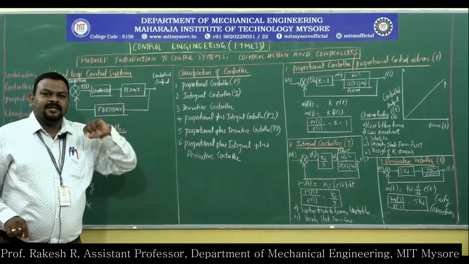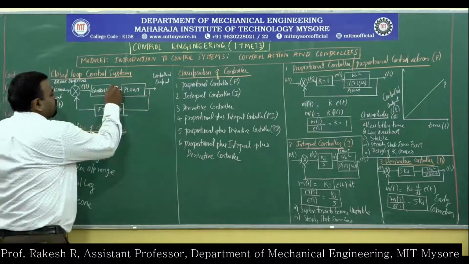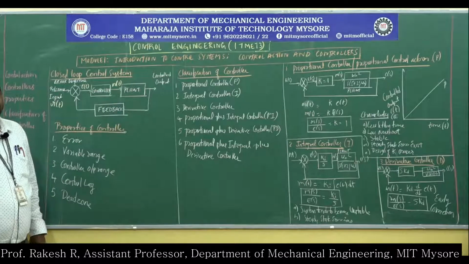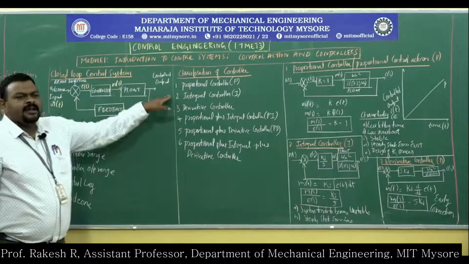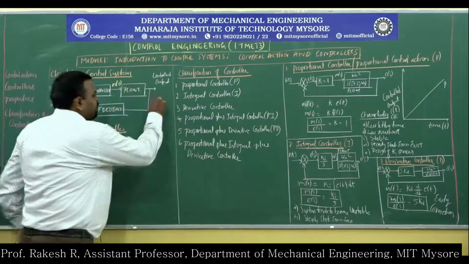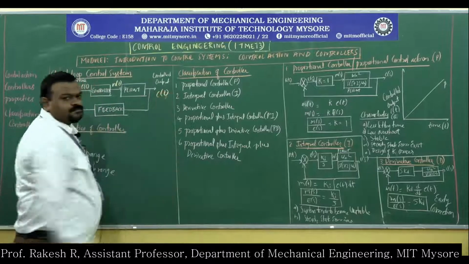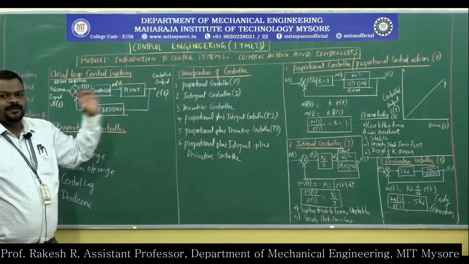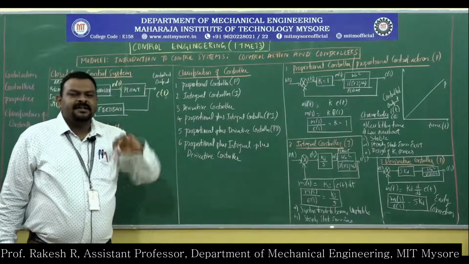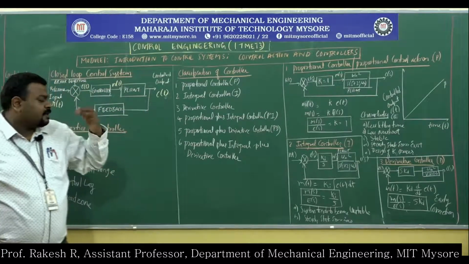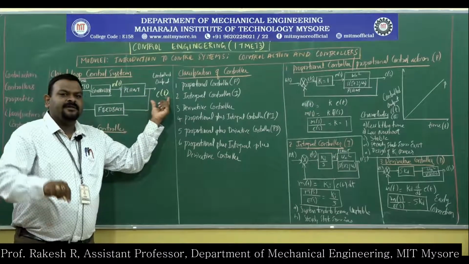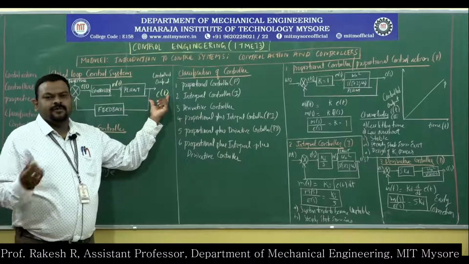The signal which is induced is called the manipulated signal, denoted as M of t. And finally the output, the controlled output, that signal is denoted by C of t. This is a controlled output. In automation, the inputs are considered as parameters and the outputs are considered as variables. So C of t is the controlled variable or controlled output, we can say.